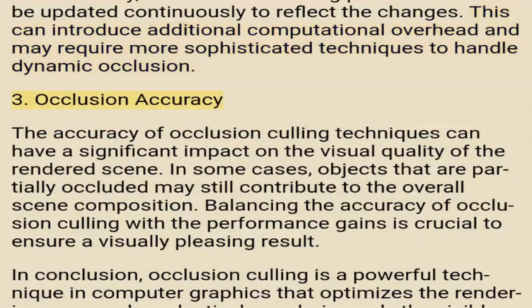3. Occlusion accuracy. The accuracy of occlusion culling techniques can have a significant impact on the visual quality of the rendered scene. In some cases, objects that are partially occluded may still contribute to the overall scene composition. Balancing the accuracy of occlusion culling with the performance gains is crucial to ensure a visually pleasing result.